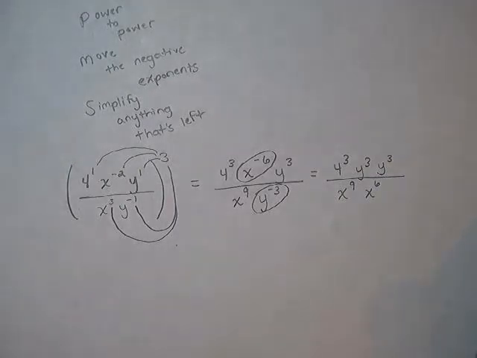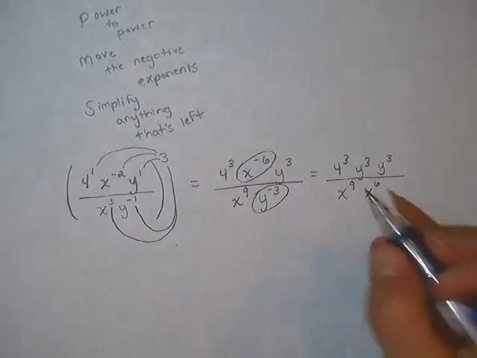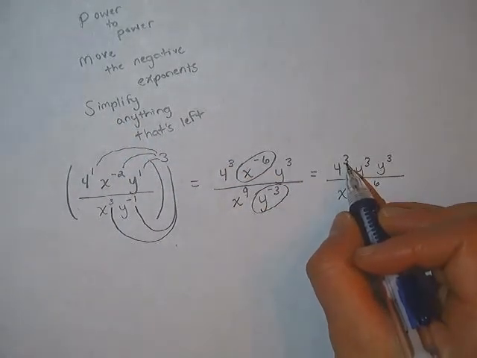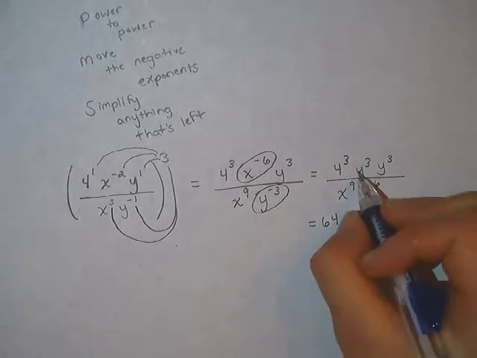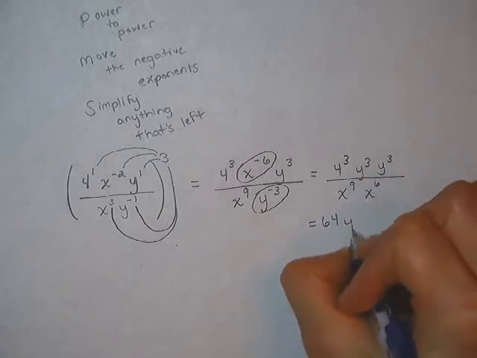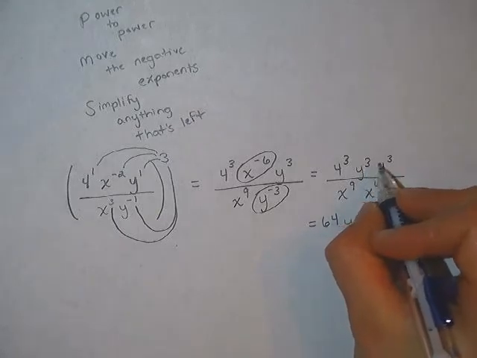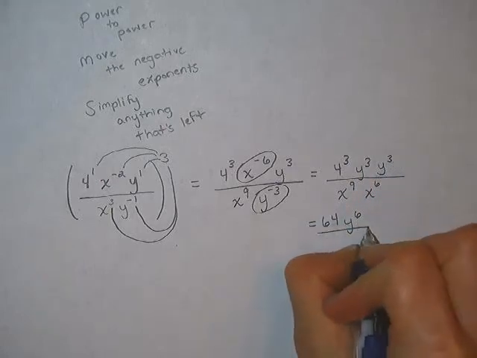All right. So now after that, you simplify anything that's left. So this 4 to the third will simplify. So 4 to the third is 64. And then notice you have like bases and you're multiplying. So the rule there is you add the exponents. So 3 plus 3 is 6. And remember, it stays an exponent.